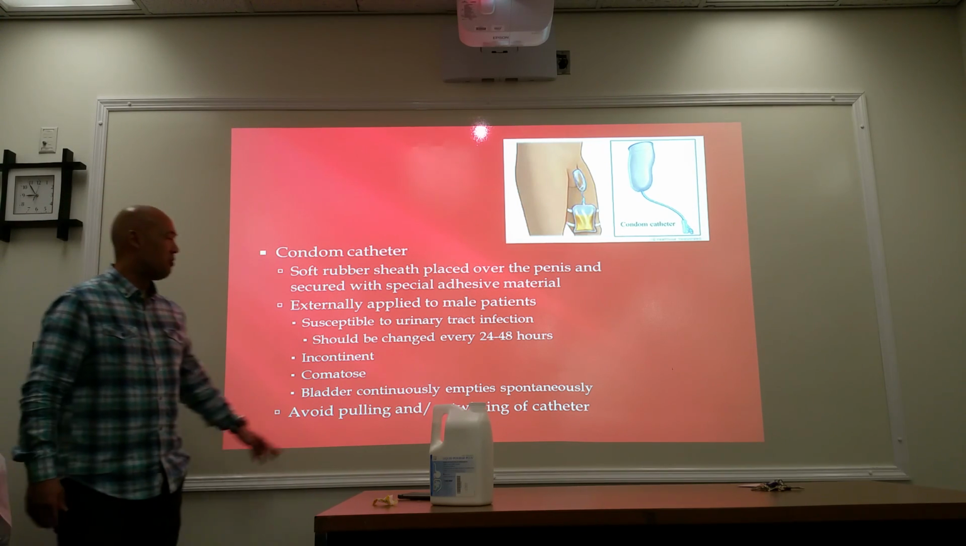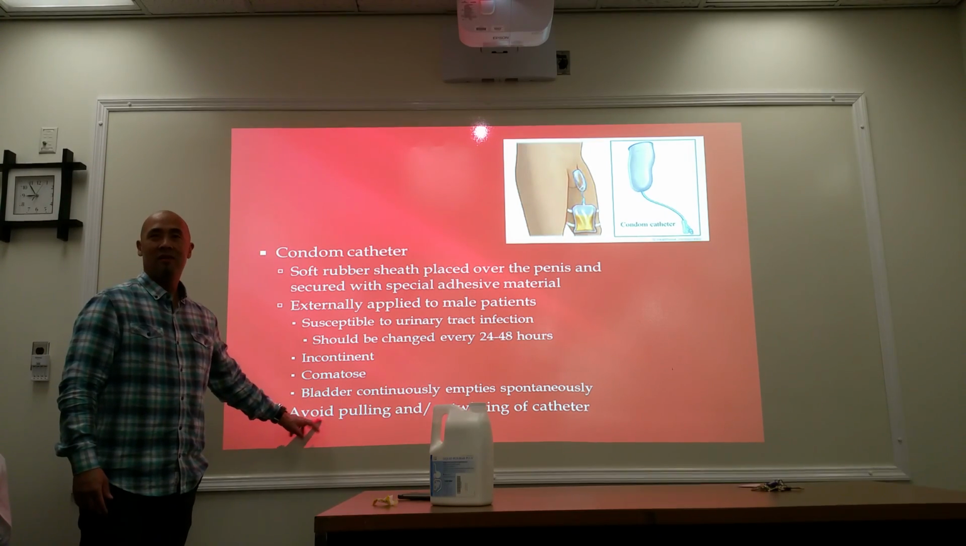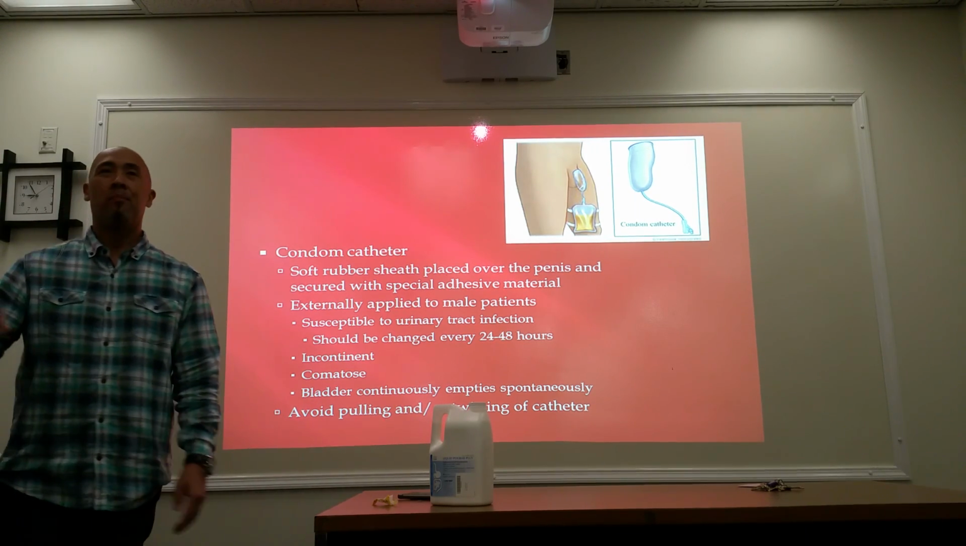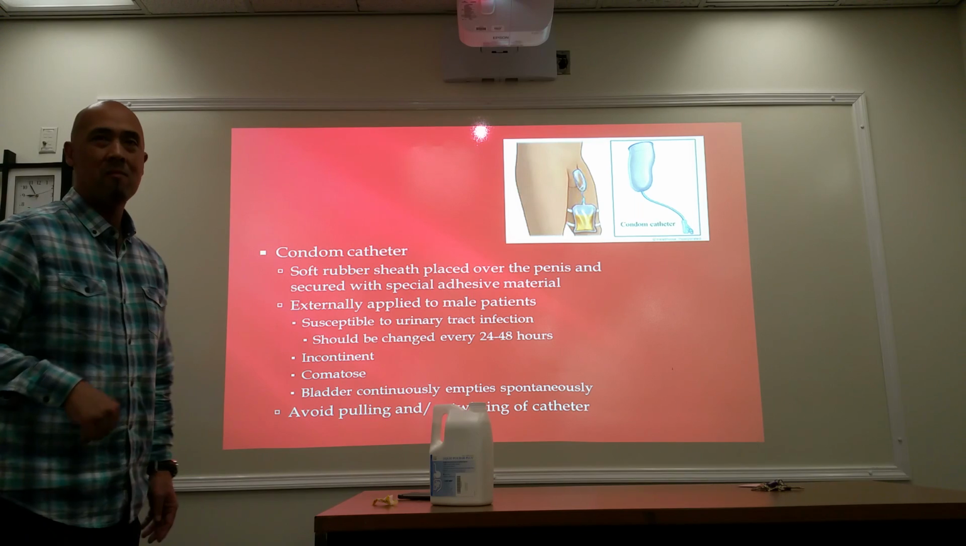And just like anything else, avoid pulling or twisting of the catheter, especially with males. Be nice to us. This one comes out very easily, isn't it? It just rolls right out. I never heard of these.